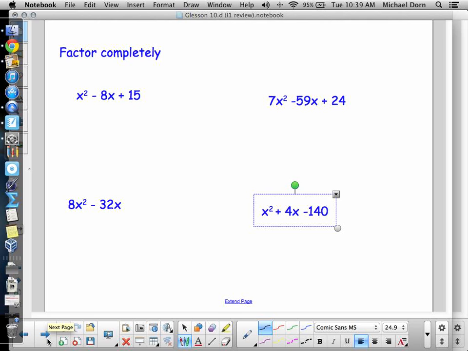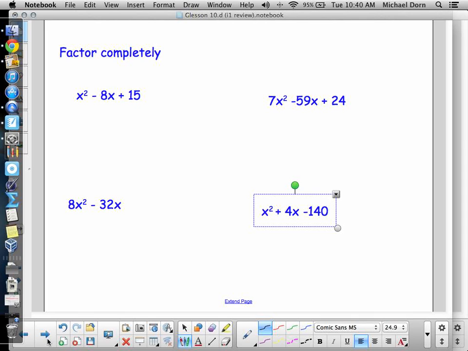Factoring. Factor completely. This isn't solving yet. Most of the stuff in the homework tonight is actually solving. We'll get to that next slide. But let's just work on the factoring part first. When I factor, it's like doing FOIL backwards or distributive property backwards. So we're trying to find out where we started.